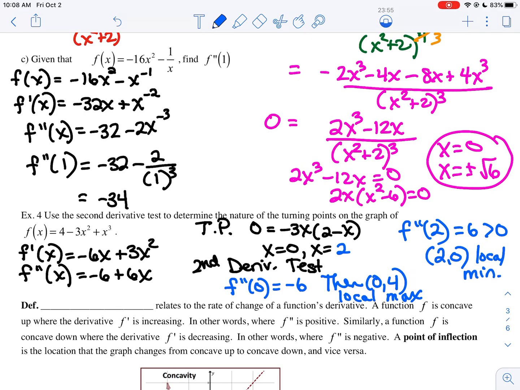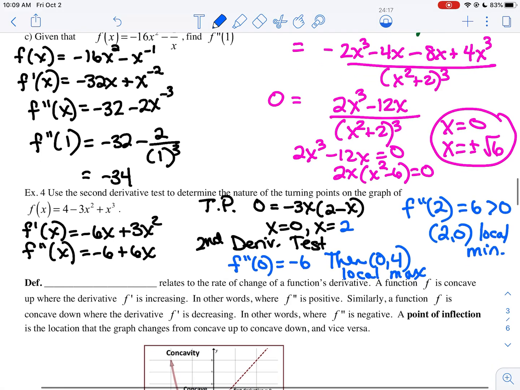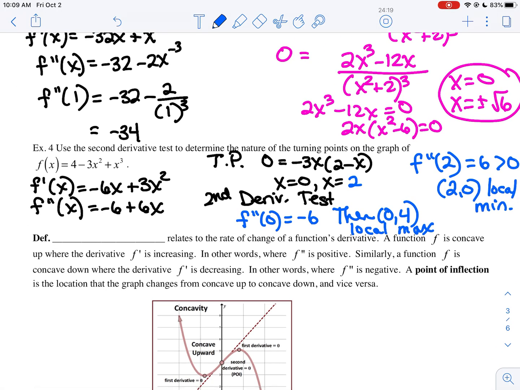Okay, so let me talk that through again. It's a little foggy. The second derivative test says this. Find the turning points from the first derivative. If you take those turning points and put them in the second derivative, if the second derivative is negative, you have a local maximum. If the second derivative is positive, you have a local minimum.